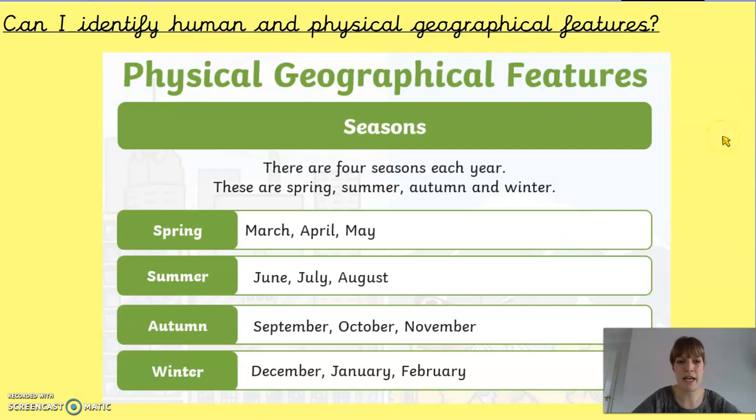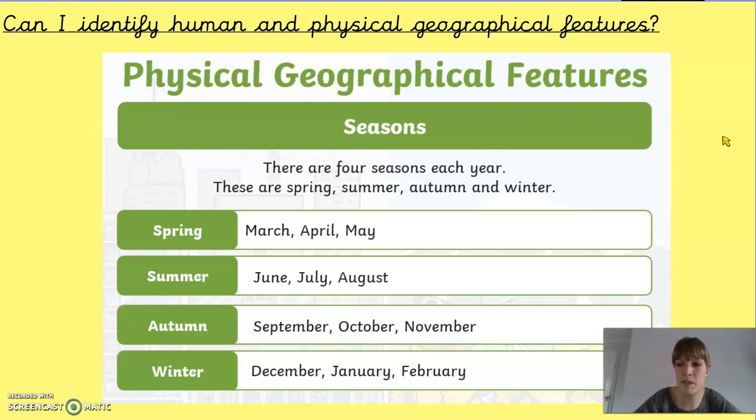And then this is my last slide. Seasons would be another one that is a physical geographical feature. We'll never have had much control over the seasons. They will still be here even if we weren't. And I know we spoke a lot about global warming in our polar regions unit and how the temperatures are changing, but we still have our seasons.